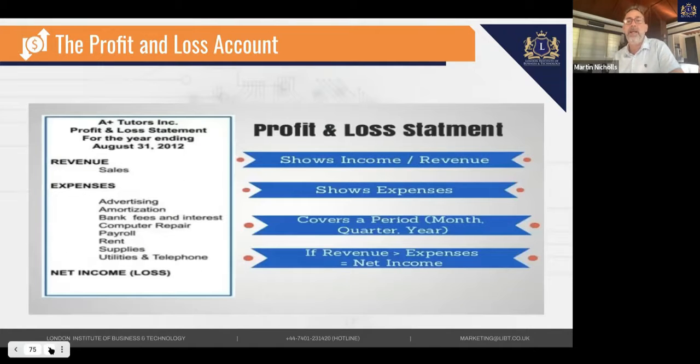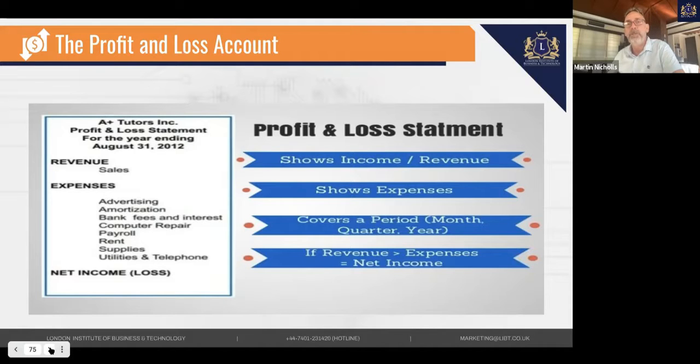And here we have a profit and loss statement. Look on the left-hand side. Revenue is our sales and our expenses. Take our expenses of the organization off, we're going to have our net income, whether it's a loss or a profit.